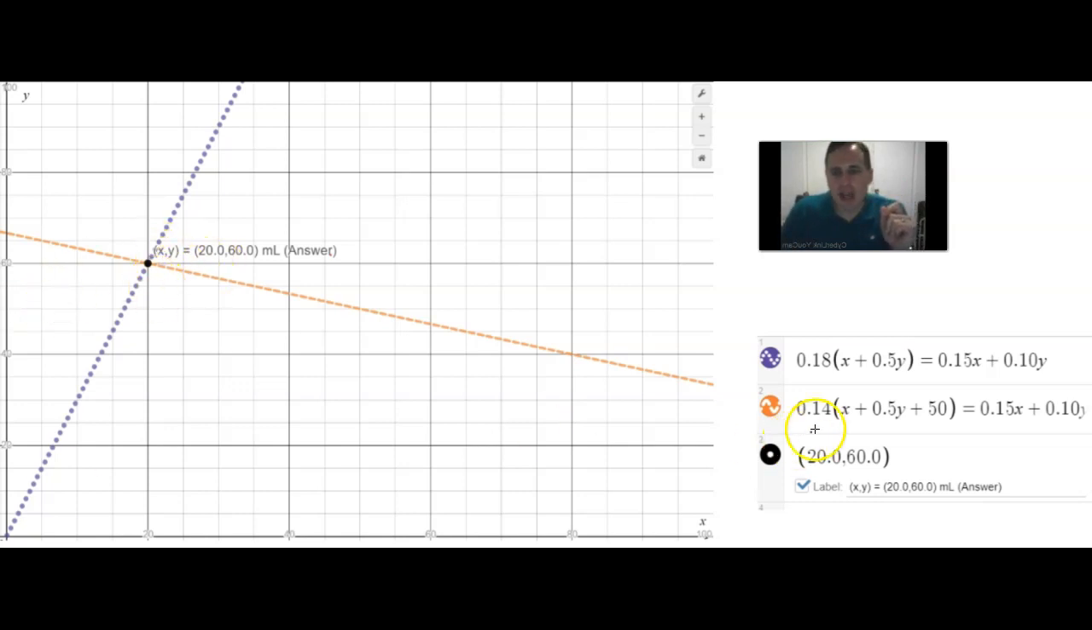Well, it turns out that if we plot in purple this first equation, that was for the first mixture, and we plot this second equation for the second mixture by using a piece of software, the purple dotted line intersecting the orange dash line exactly intersects at 20, 60. That's x, y. That's the volume of each in milliliters. Now that's more of the software way to solve this, but that's confirmation that we did get the right answer.